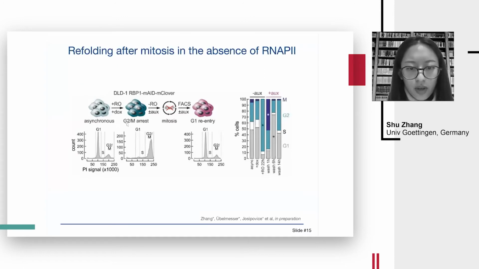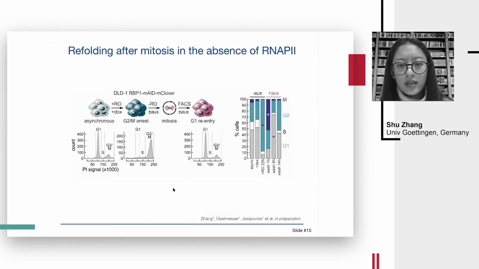To answer these questions, what we did, we took cells and we synchronized them at the G2/M checkpoint by using an RO-3306 inhibitor. At that time, we added auxin to degrade all the RNA polymerase II, because RNA polymerase II is not a part of mitotic chromatin. Then we released cells through mitosis and allowed them to quantitatively re-enter G1. Then finally, we FACS sorted these cells to make sure we only take G1 cells to perform Hi-C.